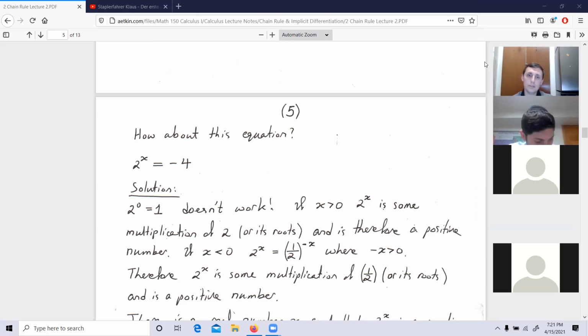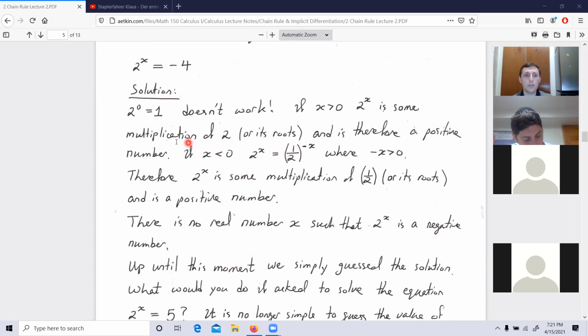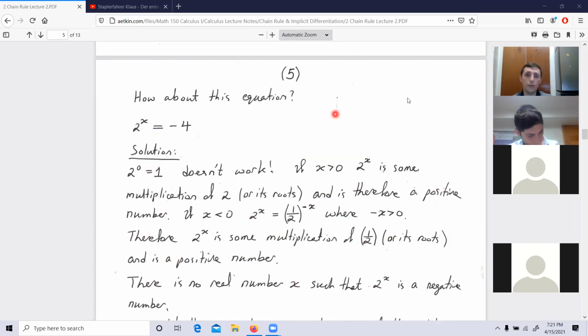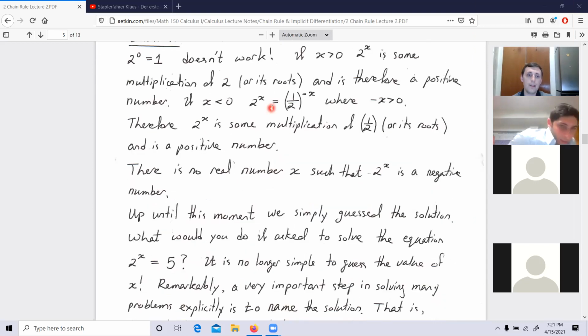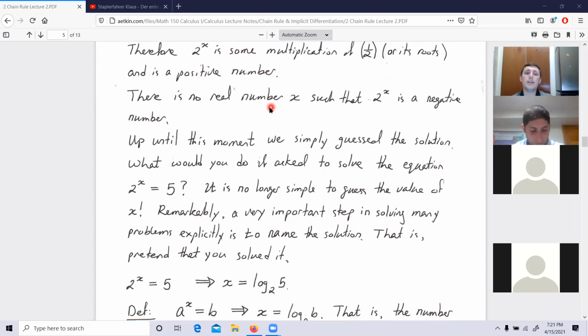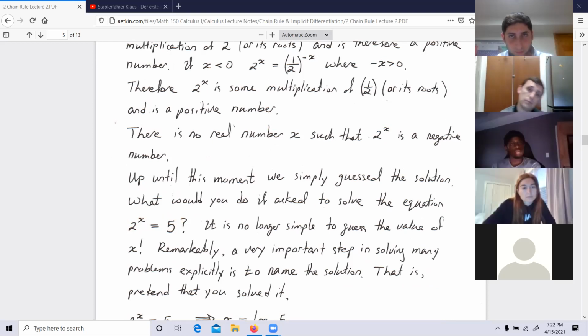Yes? No real number satisfies this equation, so this is meaningless. At least for real numbers, it is meaningless. For complex numbers, it's not. Now, suppose that I asked you to tell me what's the answer when you say 2 to the x equal to 5. What would you have written? All right, log base 2 of 5.